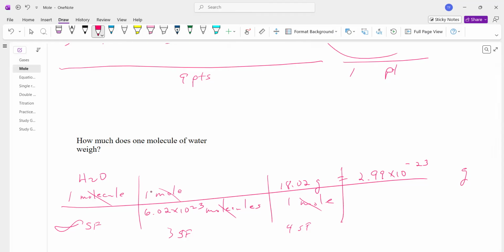So 2.99 times 10 to the minus 23 grams. That is 22 zeros in front of that two. That molecule doesn't weigh much. Oh, I thought it was supposed to be one sig fig. Because the one molecule we start with has infinite sig figs. Otherwise it'd be one.